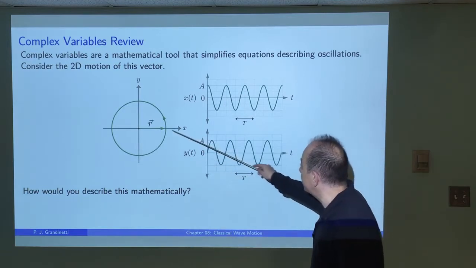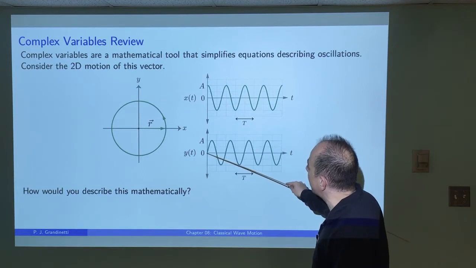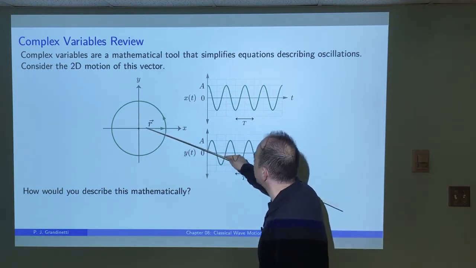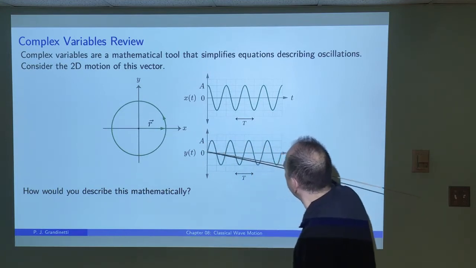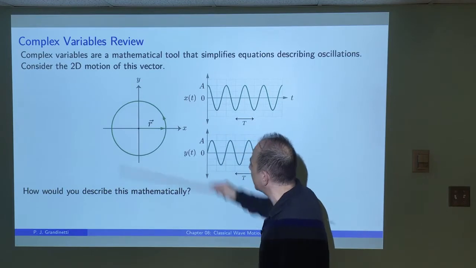Now, if we were looking at the y component, then at the initial time it would start out with 0 along the y direction projection, and then as we rotate around, that projection on the y would increase and it would oscillate as it goes around counterclockwise.